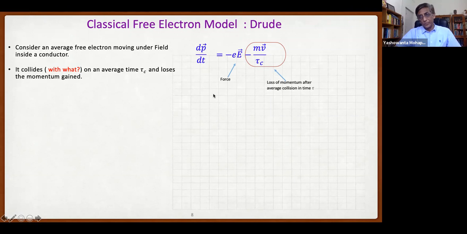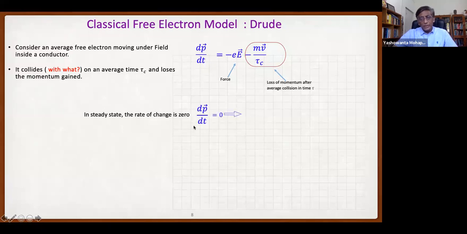So this is the force, and this is the loss of momentum after an average collision in time tau c. Now in steady state, of course, we are applying the E and holding it for a long time, so that the steady state is reached, and the rate of change is zero, so dp by dt is zero. I can now set this equal to zero, and that will allow me to calculate V under steady state. So V is simply minus E tau c by m, that is, E tau c by m.